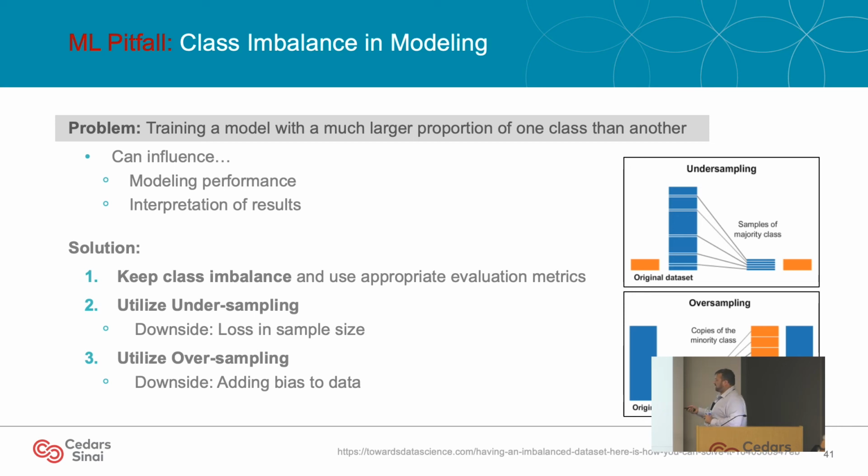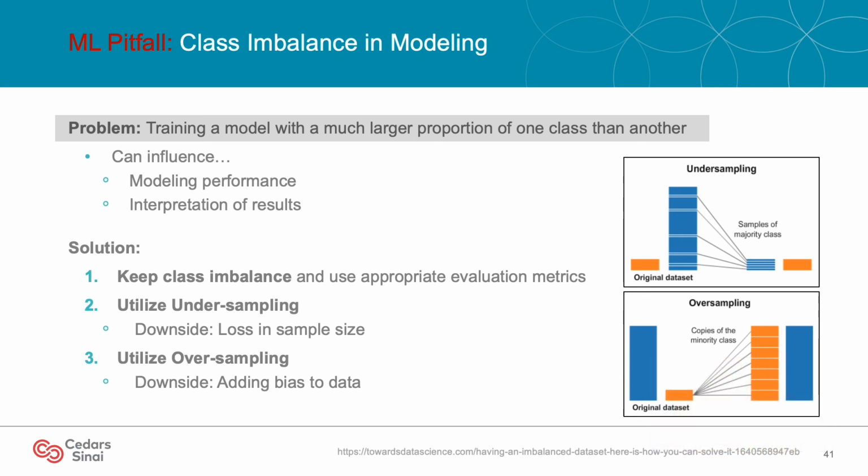The first is to just keep the class imbalance in the data set and make sure that you're using appropriate evaluation metrics downstream, and we will cover those later. You could also utilize undersampling. So here's our original data set, and here's the majority class, and we might just randomly pick a subset of those to get a more balanced data set. The obvious problem here is that we've lost our sample size. We're shooting ourselves in the foot in many ways and making it much harder to detect a relationship.